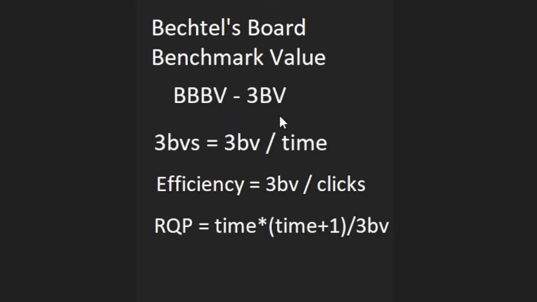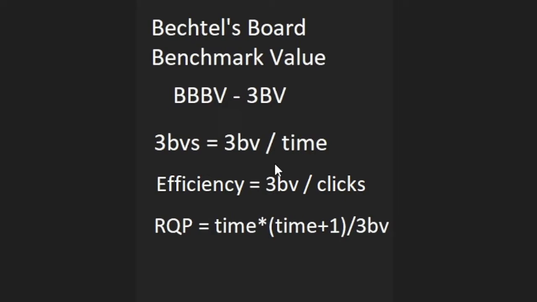So it's like 3BV. And then, once you know the 3BV, you can use that to calculate stuff like 3BV per second, which is the standard speed measurement that people look at for seeing how fast they are. A lot of the time, people will look at not only their time, but their 3BV/s. And all that is your 3BV divided by the time, 3BV per second.